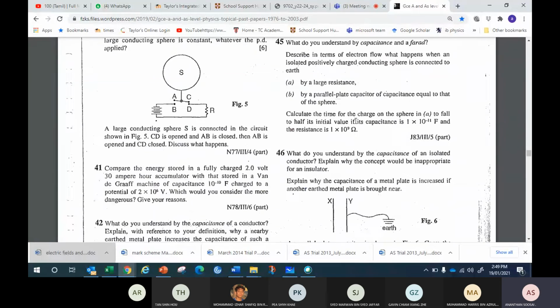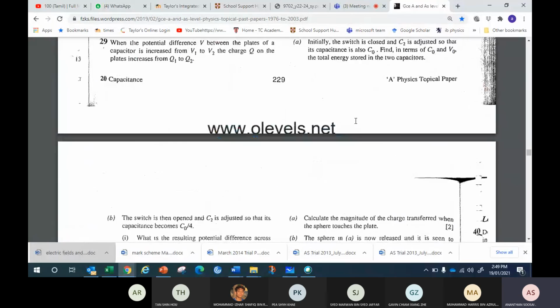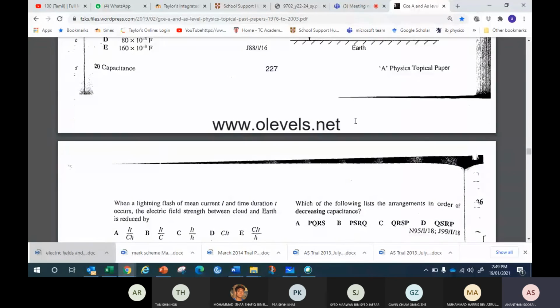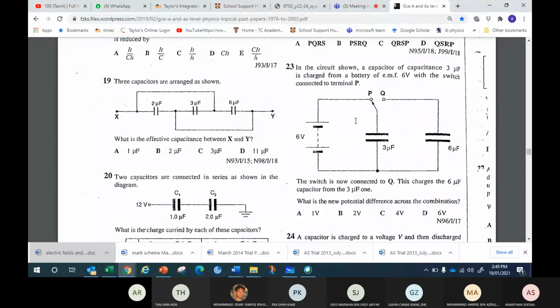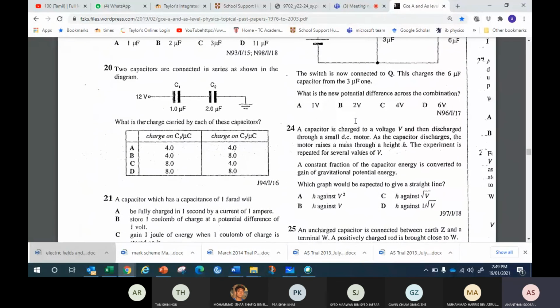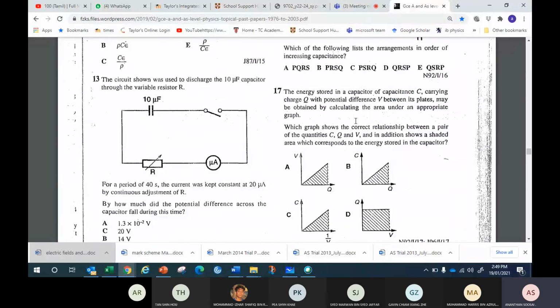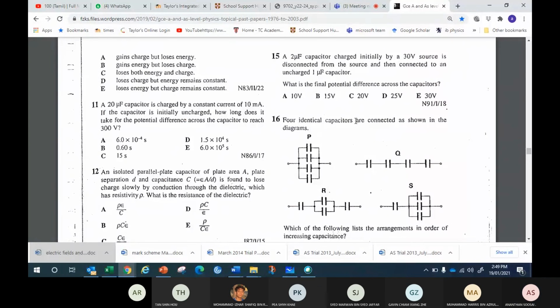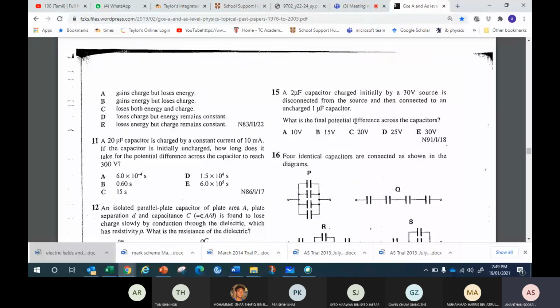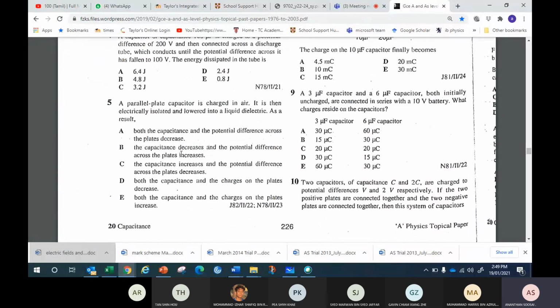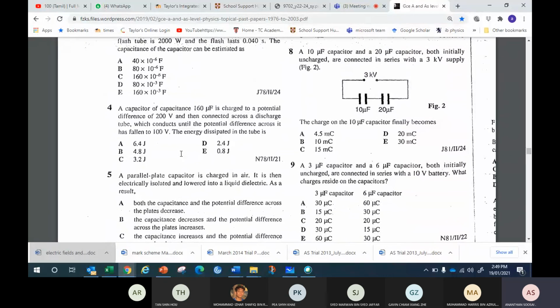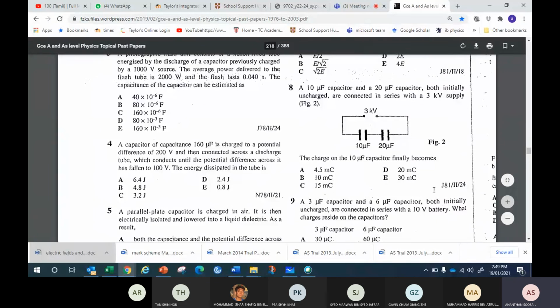There are lots of questions here. I can send the link. Okay, let me go to one objective question. Let me select one. Okay, this also not really. Solar dielectric. Okay, good. Number 8.